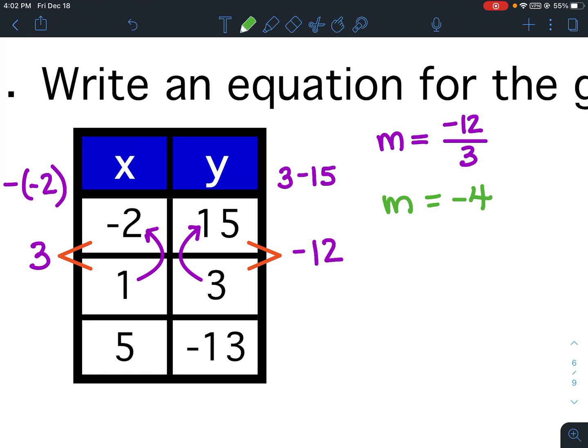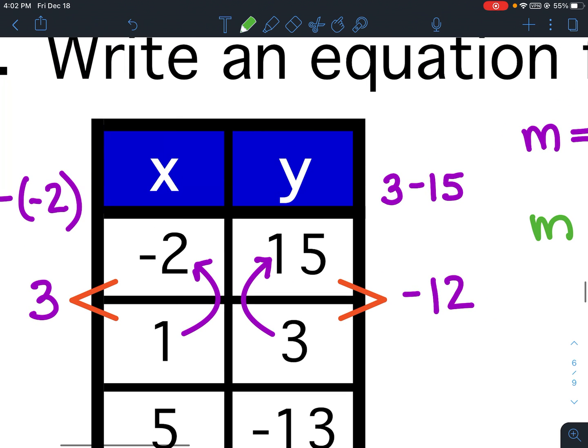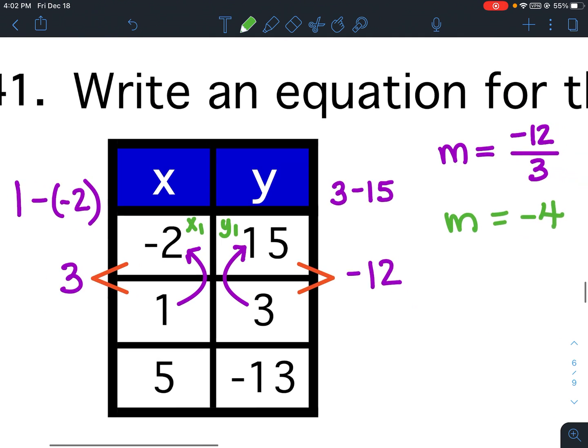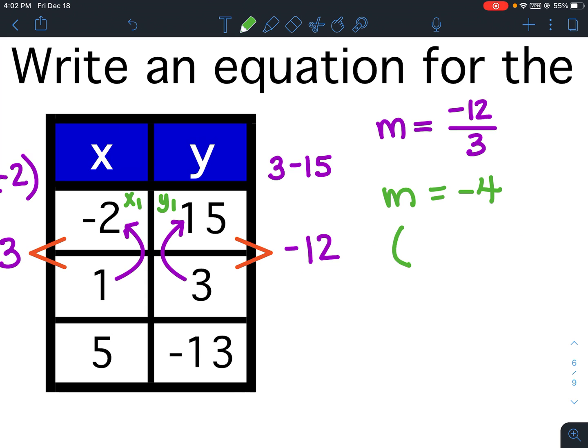Now, I need to pick a point from this graph. And you could pick any that you want. I probably would pick the 1, 3. But I know a lot of you are used to the top one being your x1, y1. So we'll go ahead and use that one. So this is x1. This will be y1. So the ordered pair that I'm going to use is negative 2, 15. So this will be my x1, y1.